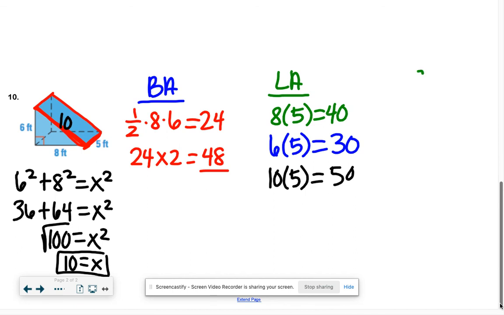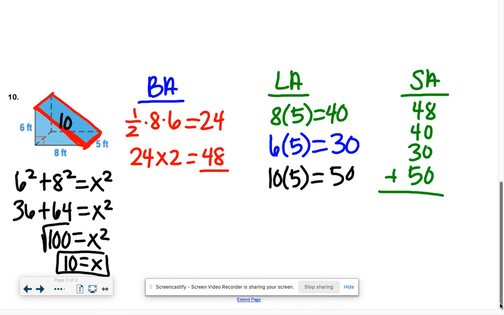So now our total surface area, add it all up: 48, 40, 30, 50. Oh, math is hard in the morning. Let's see, what do we get here, kids? 168 feet squared.